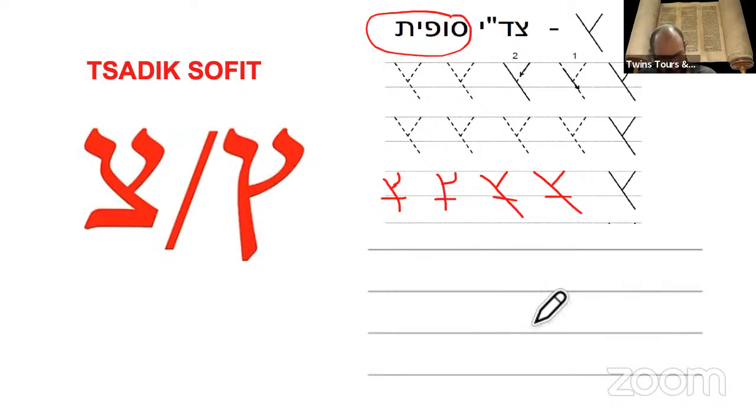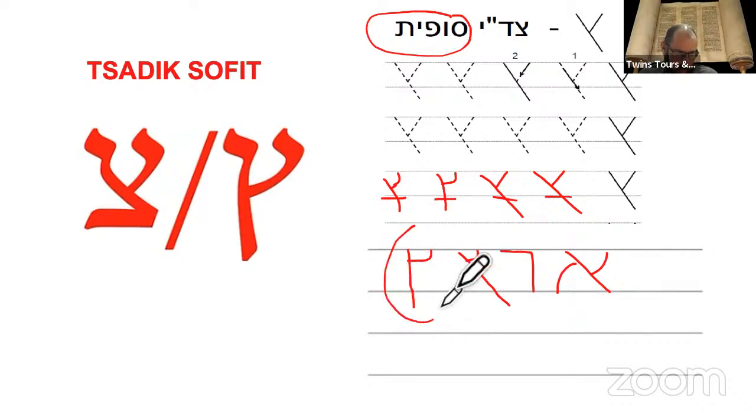Sade, like Aretz. Let's read it. This is the Aleph. And then this is the Reish. And then we have the Tzadi. The Tzadi, Aretz. Or you write it like this and a straight line. Aretz means land. So this is how we write Tzadi Sofit.